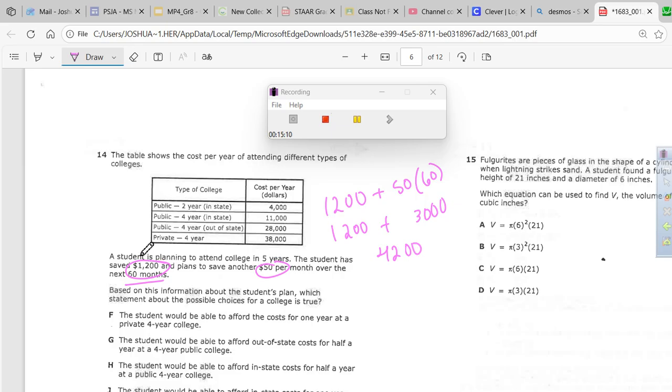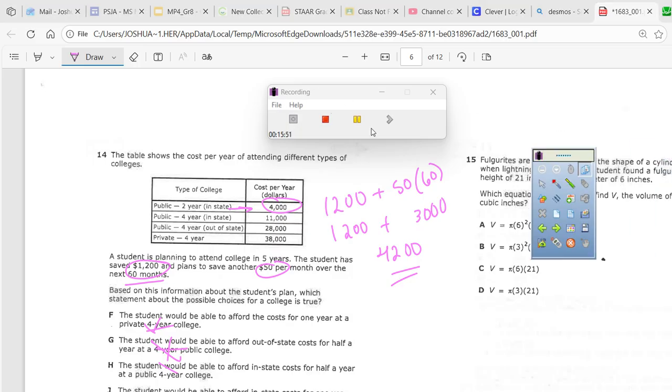4-year, none of them, no way, nothing. And this person's going to be able to go 2 years, let's say, guys. Can't do any of these 4 years, nothing. A student would be able to afford in-state costs for 1 year at a public 4-year college. A public 2-year college, I bet. Yeah, public 2-year. That's the only person who could go because they're going to have 4,200. Do not have enough of the rest. Okay, not too bad. Easy. Easier than I thought. A lot of reading, but it's all good.